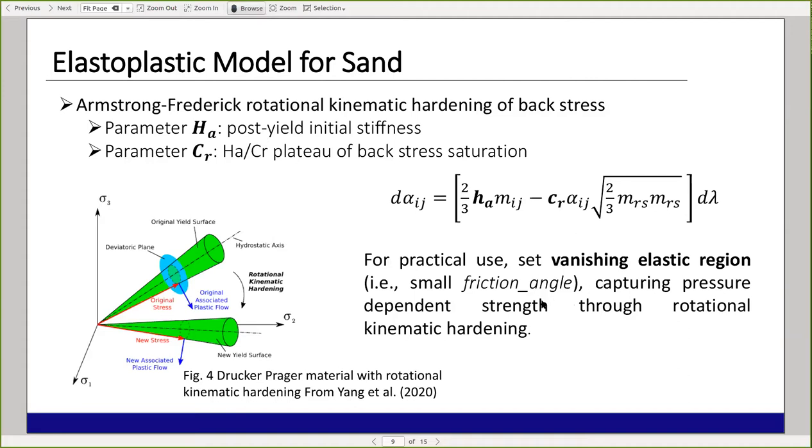angle in the model parameters, and we will capture the pressure dependent shear strength through the rotational kinematic hardening.